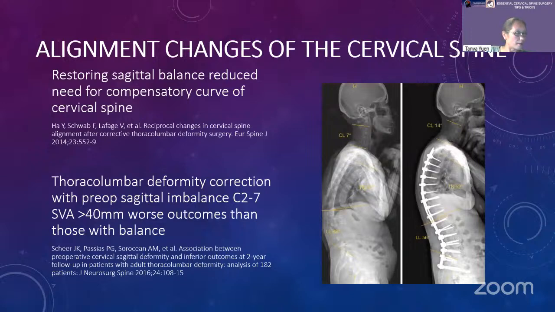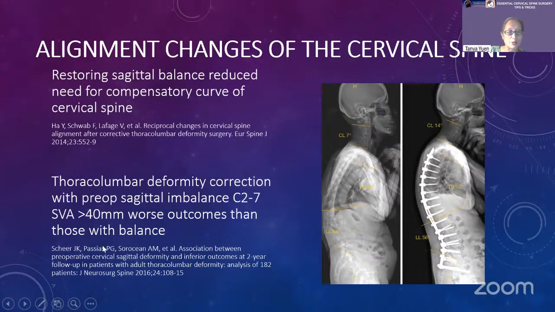With respect to alignment changes, again, here you can see the lordosis of the cervical spine can be improved with sagittal correction of the lower spine. So here you can see someone who has quite a significant hyperlordosis of their cervical spine because the rest of their body is more kyphotic and they have to extend their neck to be able to see. When they have correction, which albeit is a very big correction, their lordosis is much less.